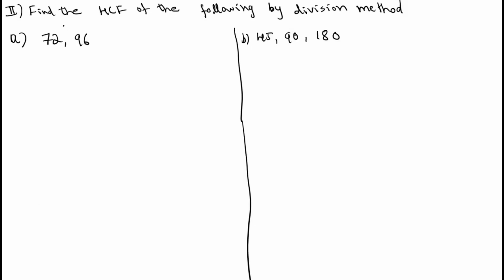Okay, see the next question: find the HCF of the following by the division method. Here only two numbers are given, that is 72 and 96. You need to divide the bigger number by the smaller number. Here 72 1s are 72, 96 minus 72 is 24. Then the remainder is not equal to 0. What's the procedure? You need to divide the divisor by the remainder. The divisor is equal to 72.